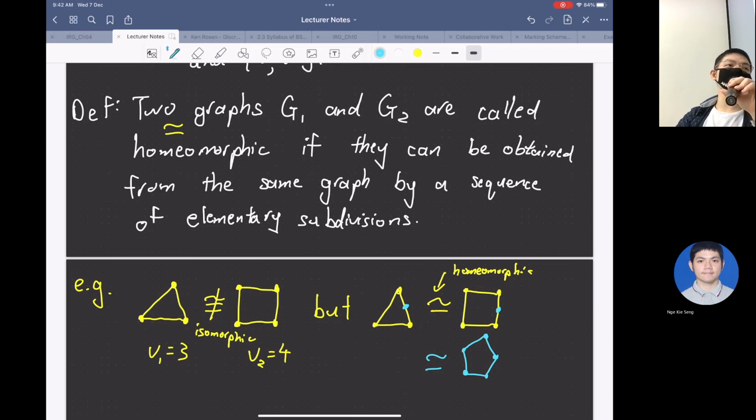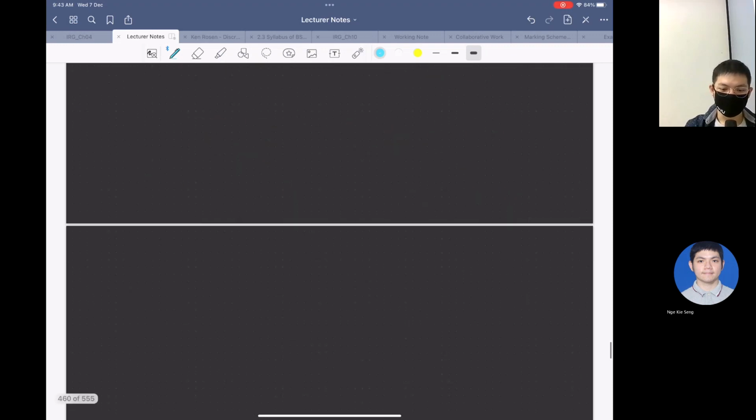So you see, under topology, there are a lot of things that become the same. Not as restrictive as isomorphism. Under subdivision, a lot more things are considered the same thing. Any question about this one? No? Okay. So this one is a homeomorphism.